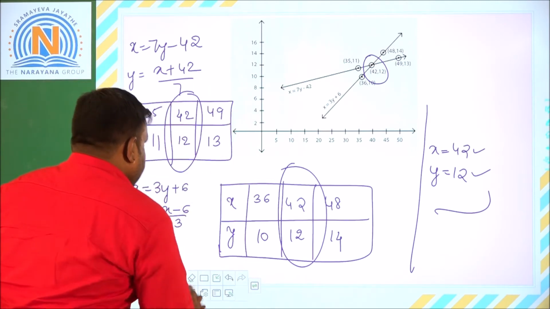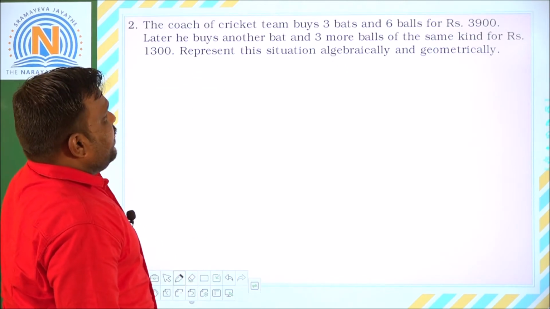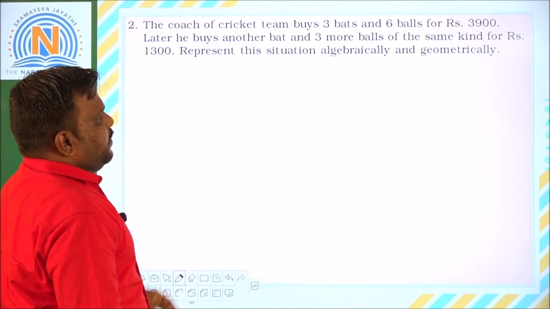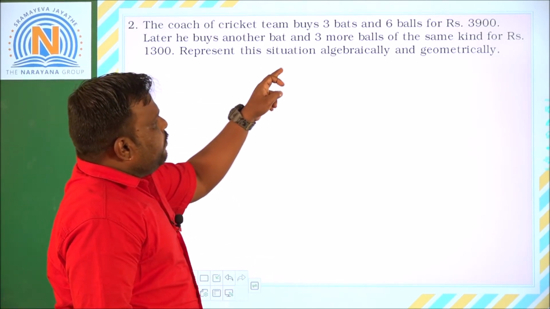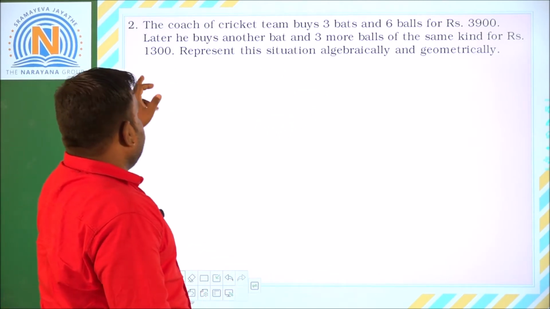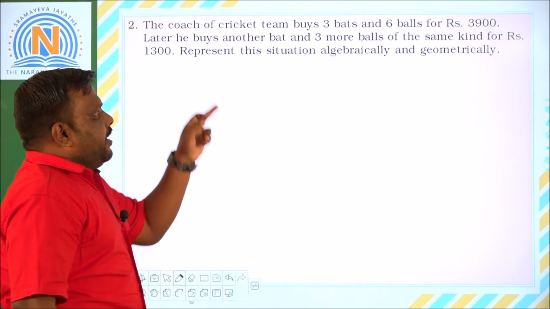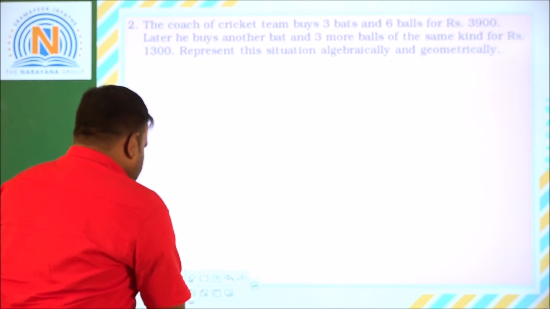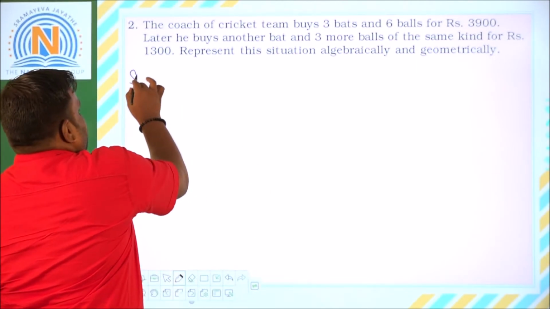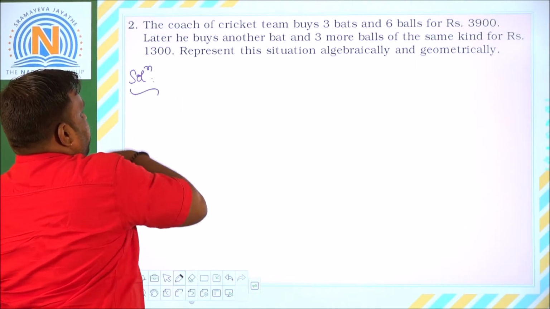Now coming to the second question. Here the coach of a cricket team buys 3 bats and 6 balls for rupees 3,900. Later he buys another bat and 3 more balls of the same kind for rupees 1,300. Represent the situation algebraically and geometrically. This is also a question for us. Here also we have two variables. So let us see the solution for this one right now.